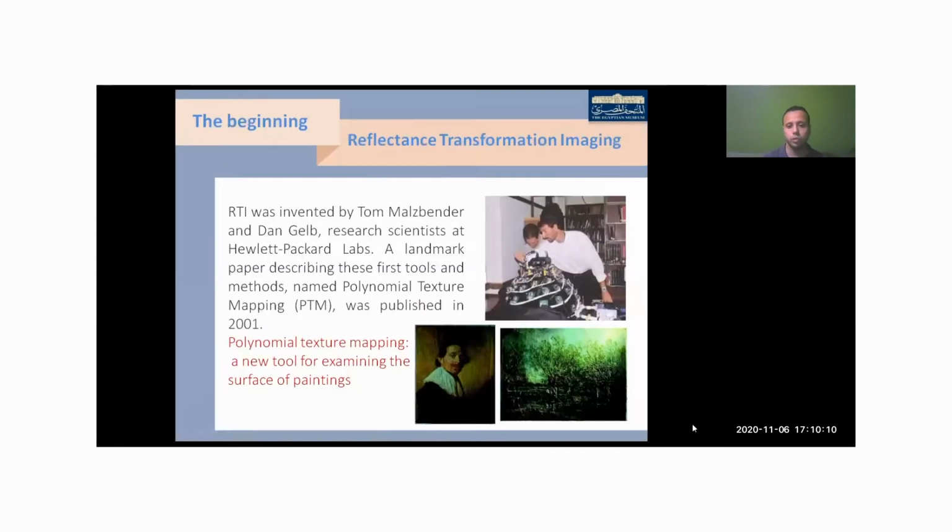When we talk about the beginning of RTI, or reflectance transformation imaging, it was invented by Tom Malzbender and Dan Gelb in 2001, and they published their work in a scientific article under the name of polynomial texture mapping, a new tool for examining the surface of paintings. At that time, they were focusing on the surface texture and shape of paintings by using raking light photography, made by casting light across the surface of a painting at a very low angle, which highlights any surface texture, morphology, or irregularities.